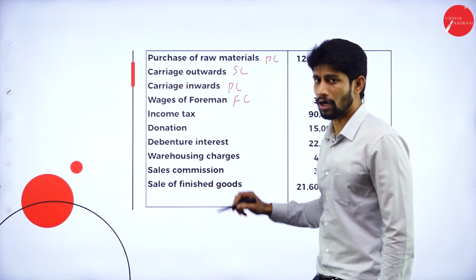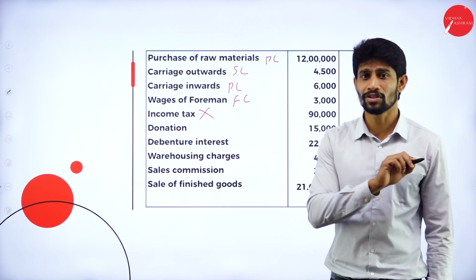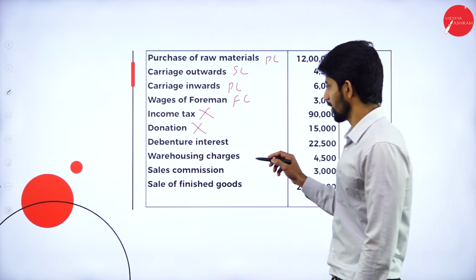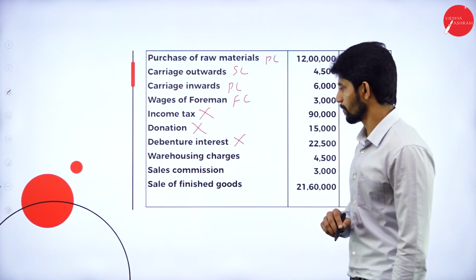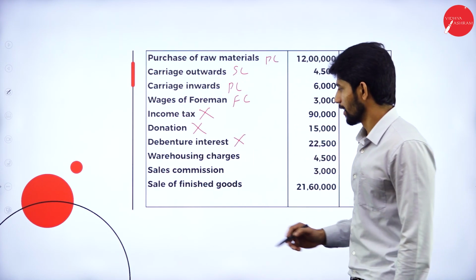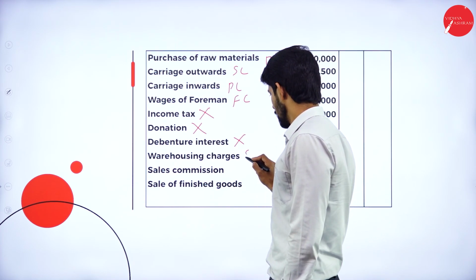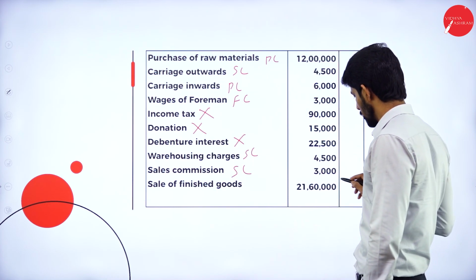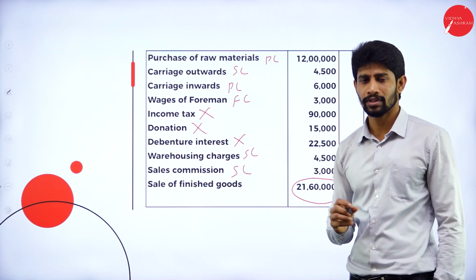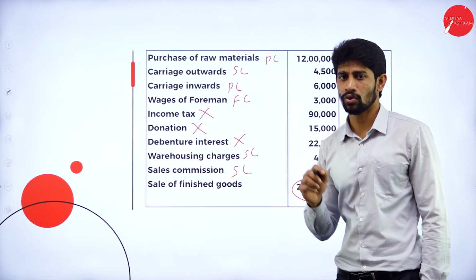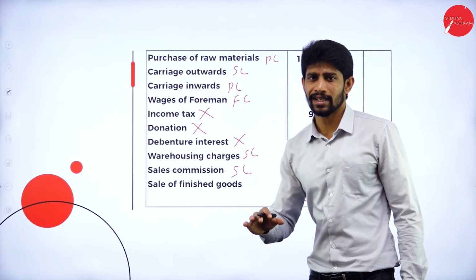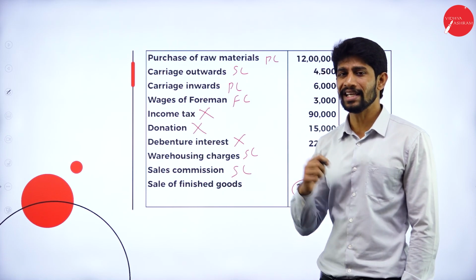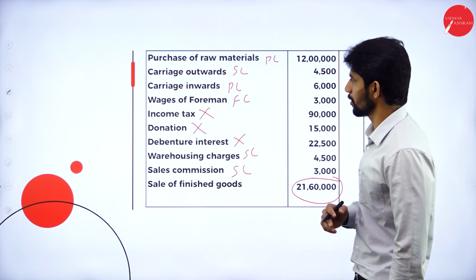Income tax, this will not come under cost sheet because it is not an expenditure. Next, donation, yes, this also not comes under cost sheet. Next, debentures, interest, this also not comes under cost sheet. Next, warehousing charges, this comes under selling cost. Next, salesman commission, selling cost. Next, sale of finished goods is 21,60,000. This we consider at the last, that is total sales. So first we have to segregate all the items like this, like which item belongs to which overhead. So it will be easy to solve the problem. So let us move on to the solution part.